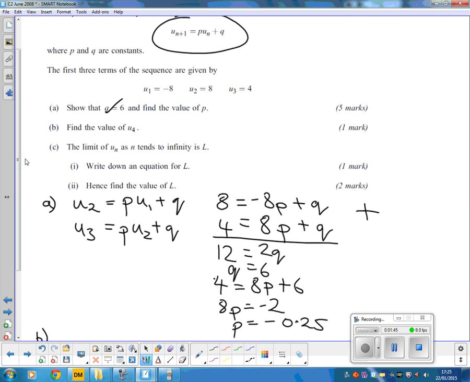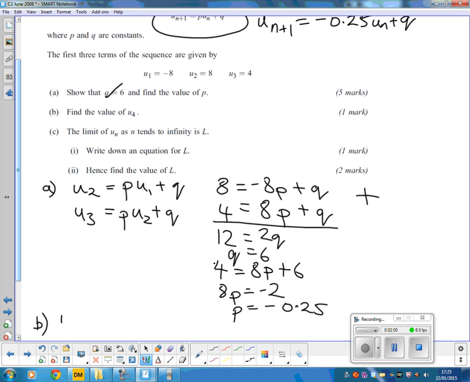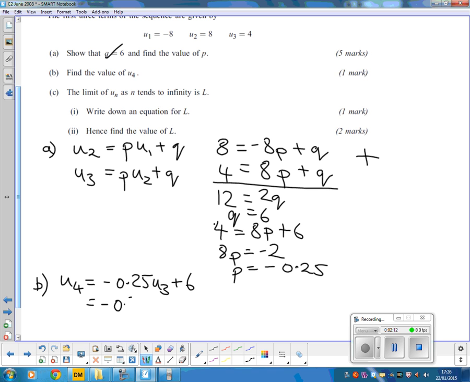So our formula has become u_(n+1) equals negative 0.25 times u_n plus 6. So that means if we want to find out what u4 is, u4 is negative 0.25 times u3 plus 6. Right, u3 we know is 4, so it's negative 0.25 times 4 plus 6, which means that u4 is 5.